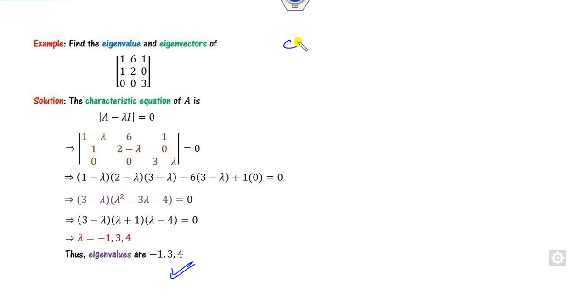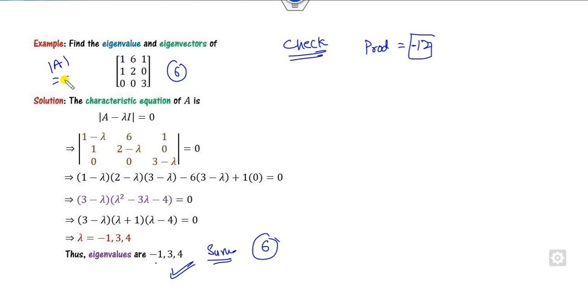You can check whether your answer is correct or not. What is the sum of the eigenvalues? That is 6. And you can see the sum of the diagonal values is also 6. What is the determinant, or what is the product of the eigenvalues? The product is minus 12. So if you find the determinant of this, you will get minus 12.